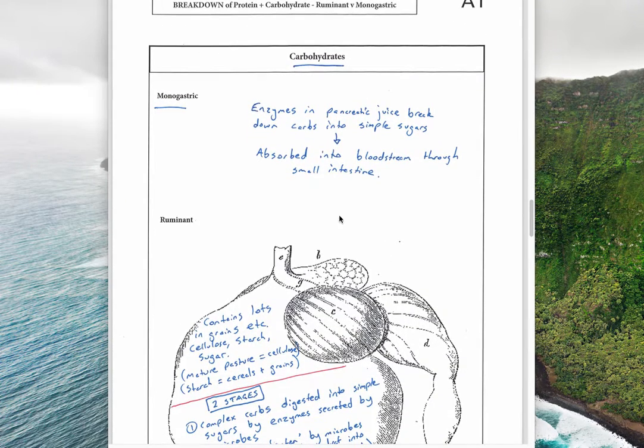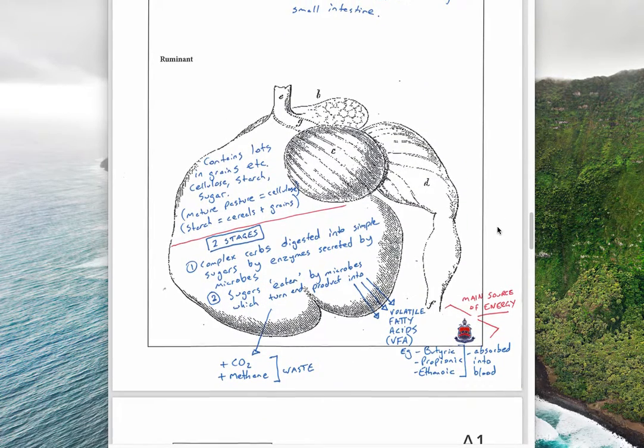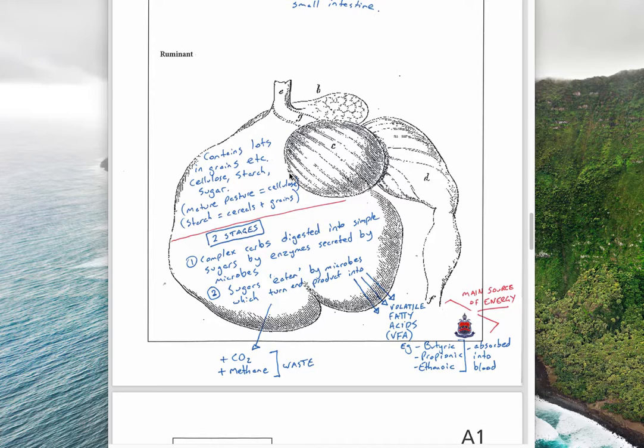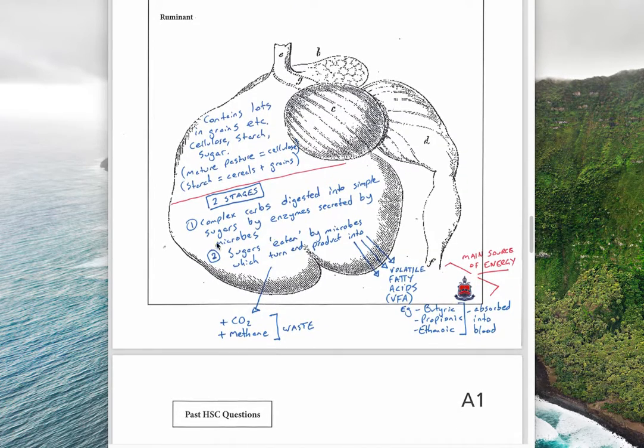Moving on to carbohydrates, it's fairly simple again with monogastrics. Enzymes in pancreatic juice break down the carbs into simple sugars and they're absorbed into the bloodstream through the small intestine. Very straightforward. The ruminant, meanwhile, the place where we get carbohydrates are grains. So there's a lot in grains: cellulose, starch, sugar. Mature pasture is high in cellulose, and starch is high in cereals and grains. And so there's basically 2 stages here.